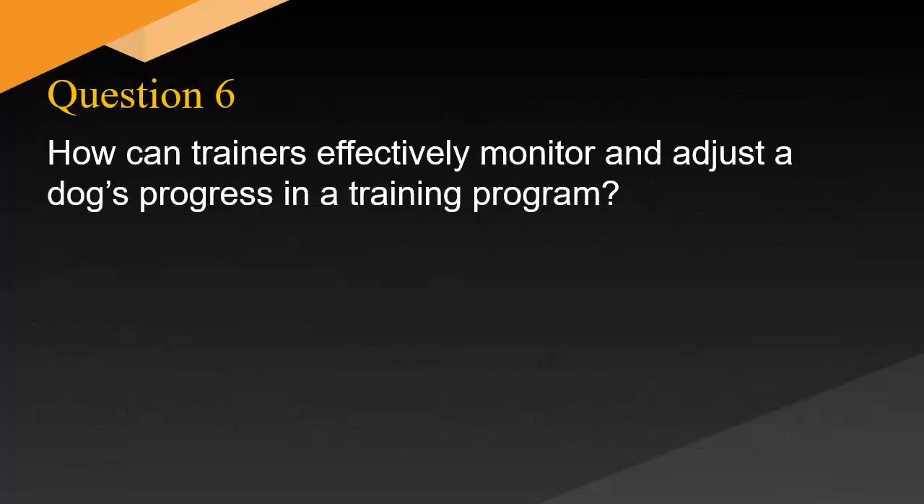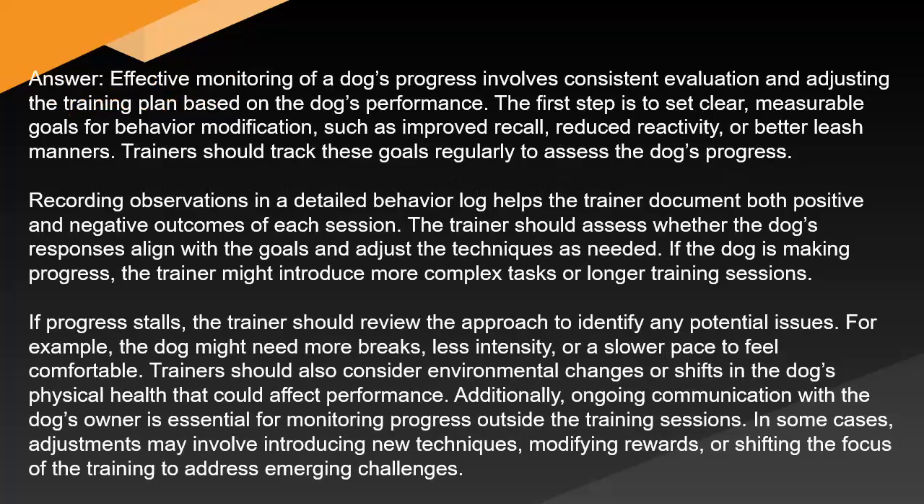How can trainers effectively monitor and adjust a dog's progress in a training program? Answer: Effective monitoring of a dog's progress involves consistent evaluation and adjusting the training plan based on the dog's performance. The first step is to set clear, measurable goals for behavior modification, such as improved recall, reduced reactivity, or better leash manners. Trainers should track these goals regularly to assess the dog's progress.